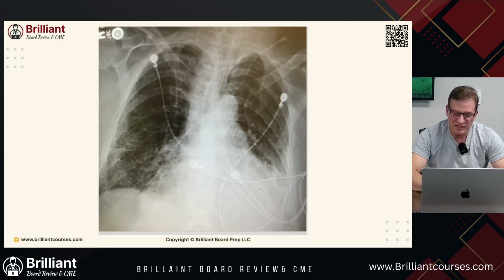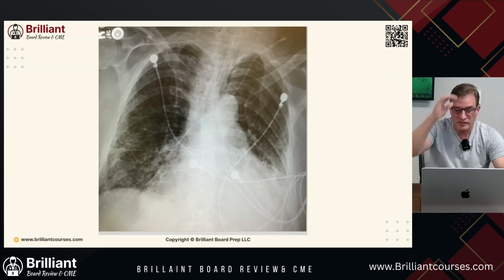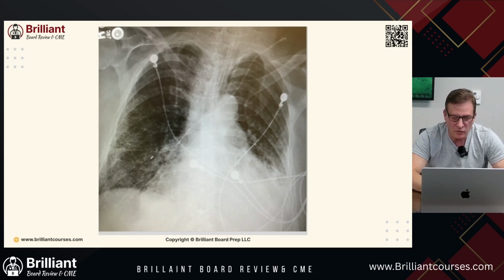This is a patient who has an x-ray. They have idiopathic pulmonary fibrosis. This is a chronic and progressive lung disease characterized by scarring of the lungs. Now, is the CT more sensitive? Yes, it's definitely more sensitive, but you can see it in this patient on the chest x-ray.